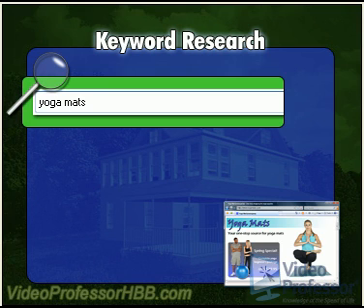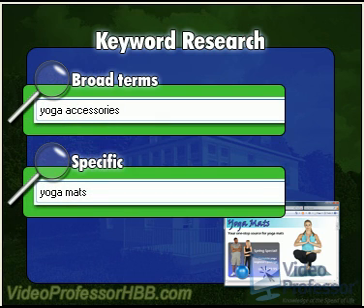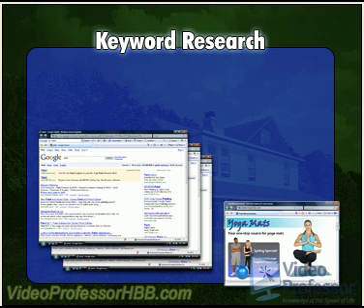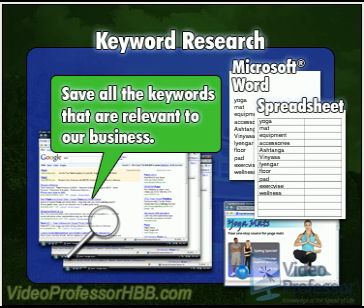First, we need a starting point, a keyword or two that we are fairly certain is closely related to our subject. For example, these can be words that describe the category in broad terms, such as yoga accessories, or more specific like yoga mats. Doing a Google search using these terms will bring up a list of websites and web pages that deal with our subject. The next step is to go through the first 2 to 3 pages of results and save all the keywords that are relevant to our business. It helps to keep track of them with a spreadsheet or a Microsoft Word document.